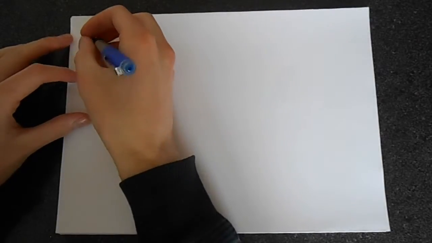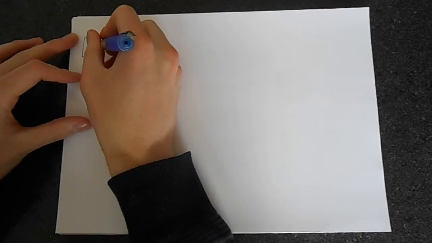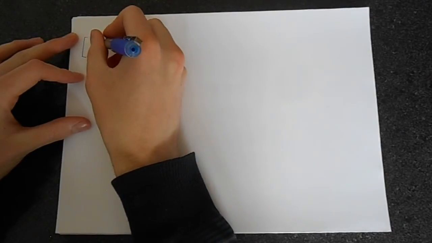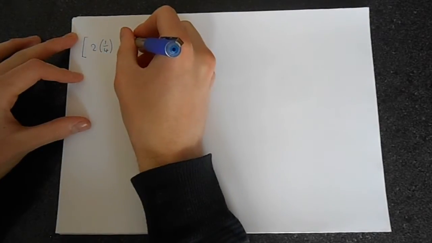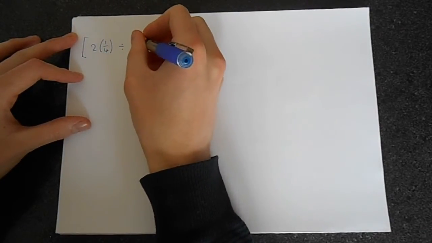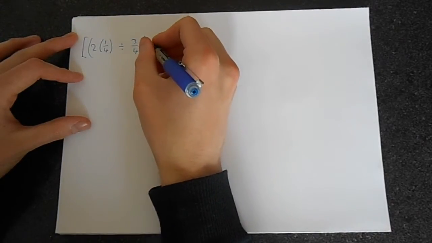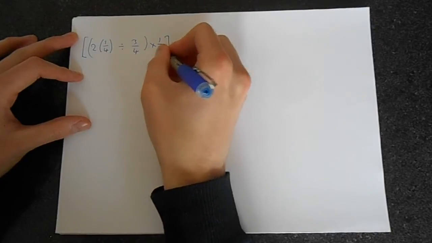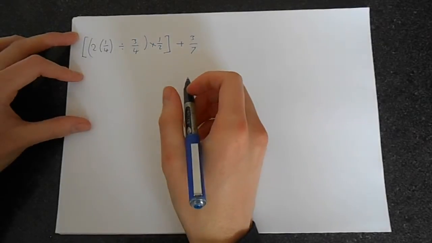Let's come on to a clean sheet and do a couple of examples where we play around with fractions. So here's kind of a worst case scenario. Imagine you had a big bracket like this: 2, and you've got a quarter in there, and you're dividing this by 3/4. You're taking all of this and timesing that by a half, and then this whole thing you're adding 3/7. So you really have to understand your brackets.